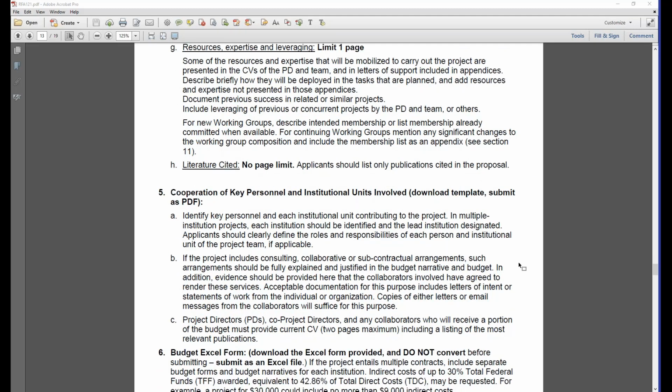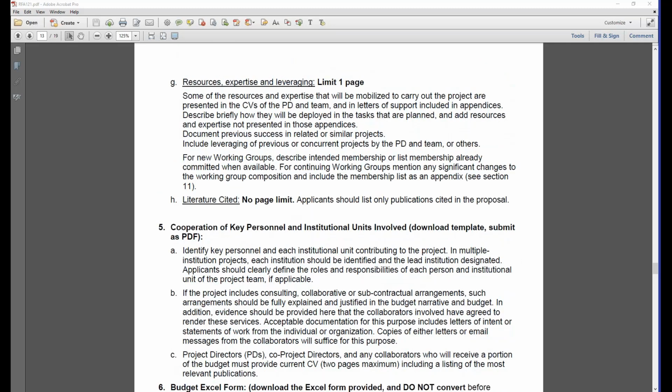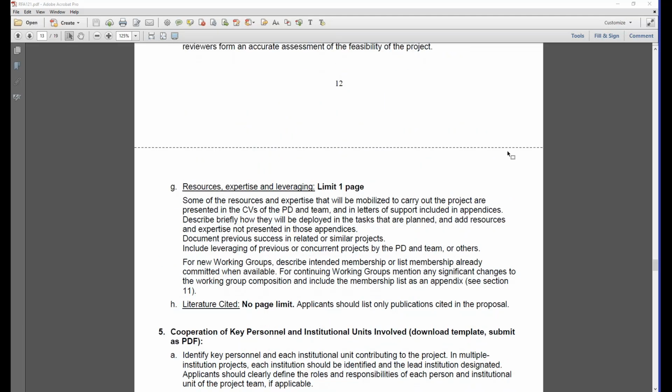I think this is cooperation of key personnel and institutional units involved. I think this is for Joe, isn't it? Joe? Yep, you might want to touch on resources and expertise and leveraging, and procedures.